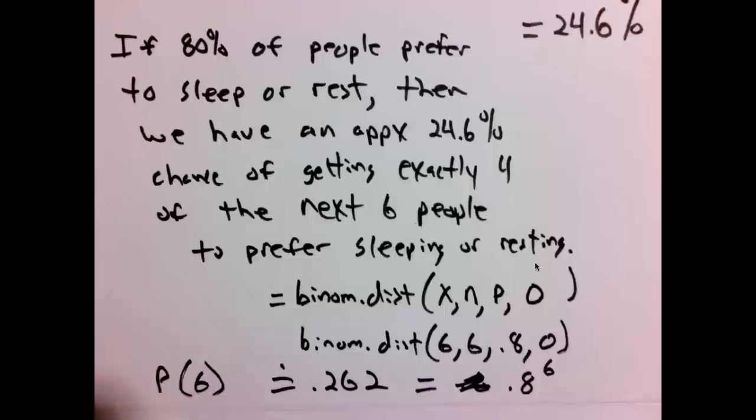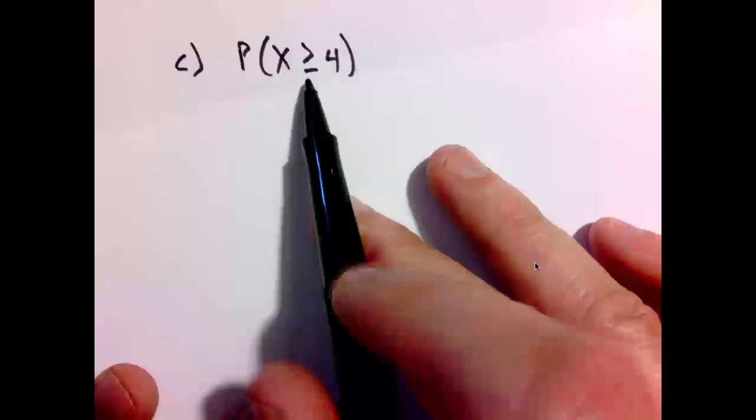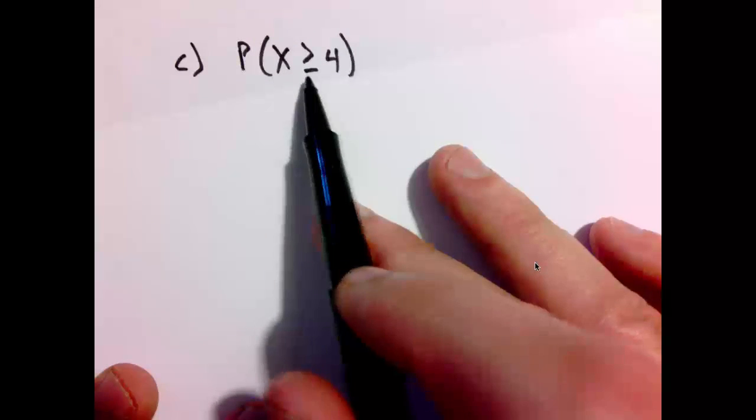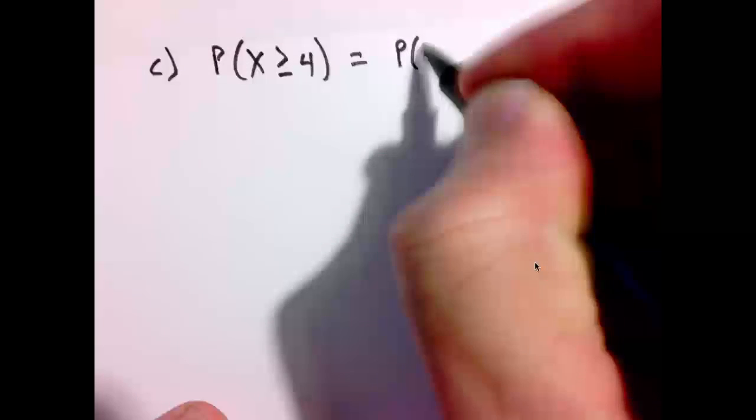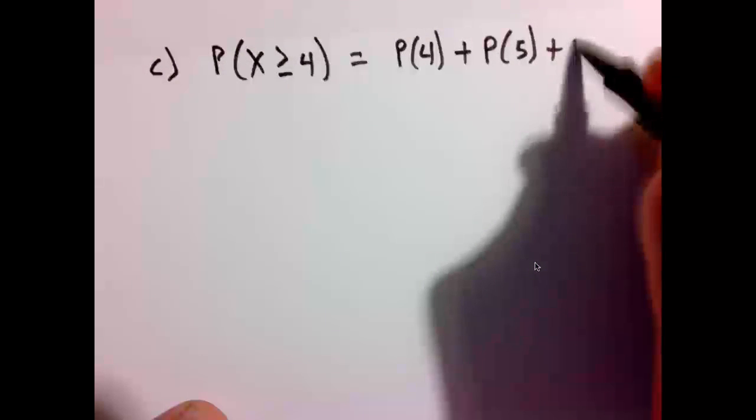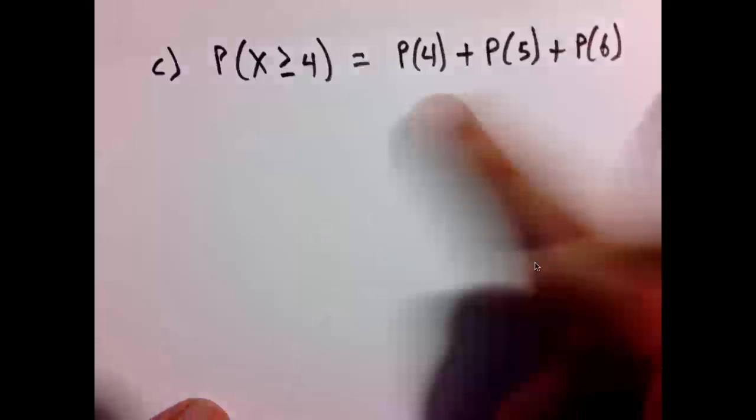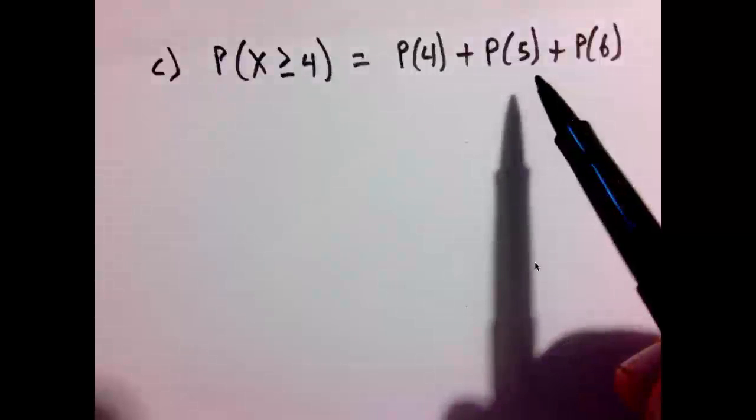Lastly, it says calculate the probability that X is greater than or equal to 4. Previously, when we were doing the continuous situation, we said there's no difference between greater than, equal to, or strictly greater than. But there will be in this discrete case. To say greater than or equal to 4 is the same as saying probability that it's going to be exactly 4, probability it's going to be exactly 5, probability it's going to be exactly 6. All these scenarios would be that. Well, we've already calculated 4 and 6. Now we just need to calculate 5.